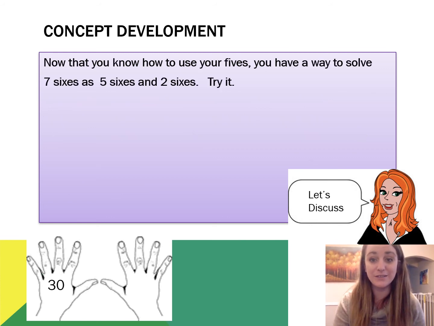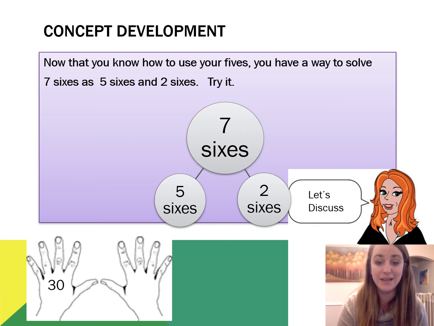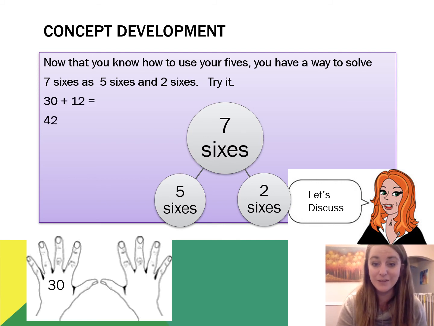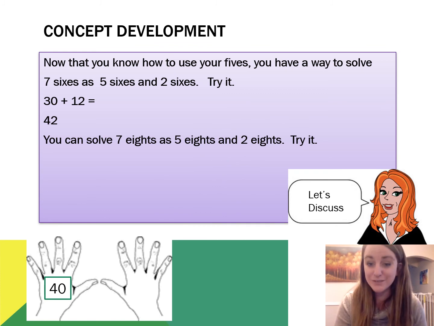Now that you know how to use your 5s, you have a way to solve 7 6s as 5 6s and 2 6s. Let's try it. So again, 7 6s would be the same as 5 6s plus 2 6s. That's another way of saying 30 plus 12. 7 6s equals 42.